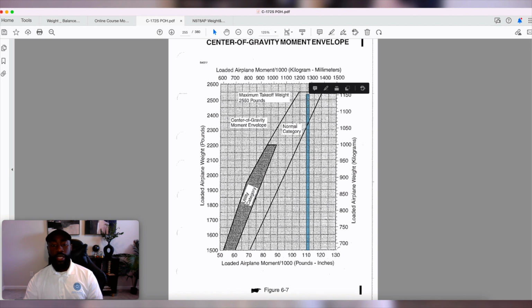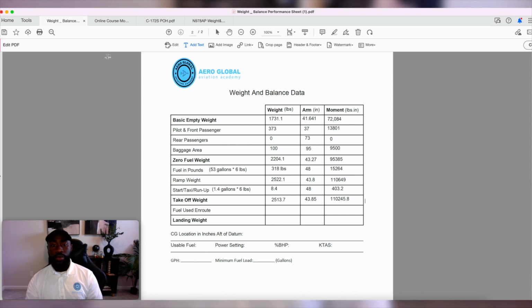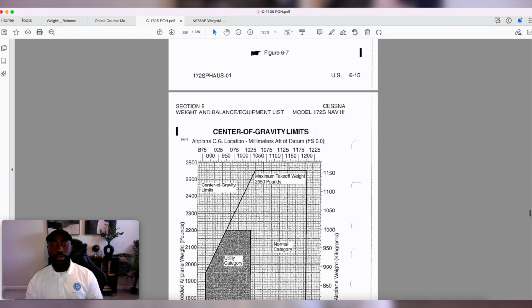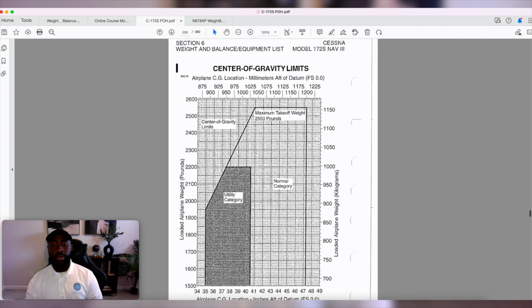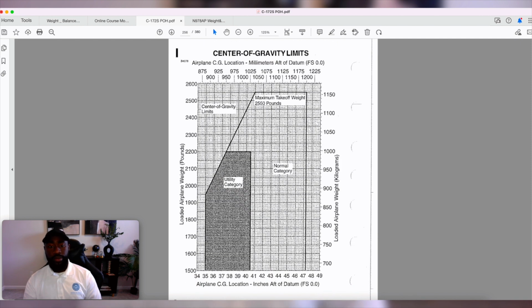If I'm going to be flying in the normal category, I always have to make sure before I fly, when I do my weight and balance calculation, that I stay within this envelope to avoid any problems, right? If you go through this in your Checkride and you prove this, it means your aircraft is actually loaded correctly. So that's one way to prove that. The second way is by using the other chart, which is the center of gravity limits chart here. This is for the Cessna 172. If you're flying something else, you should have something similar. The idea is the same thing.